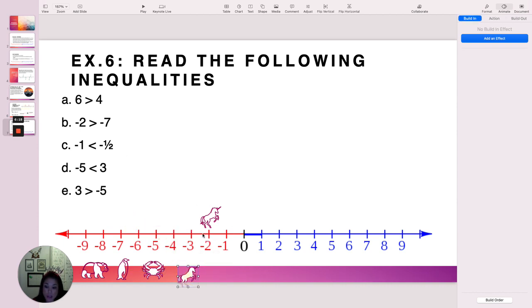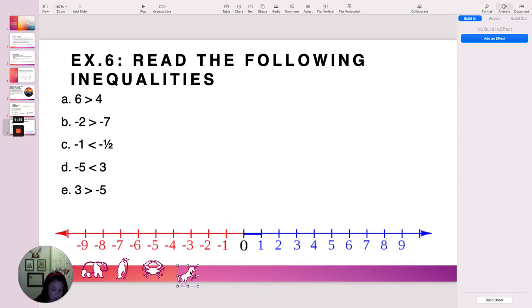Okay, my next example. -1 is less than -1/2. You make it a little bit smaller. So we have -1 is less than -1/2. -1/2 is going to be in between 0 and -1. So this is true. -1 is less than -1/2. Okay? -1/2 is a larger number.